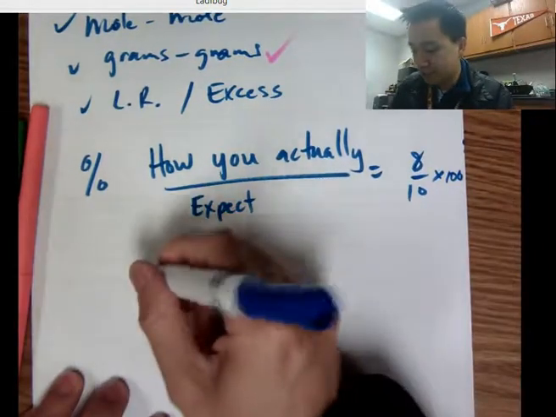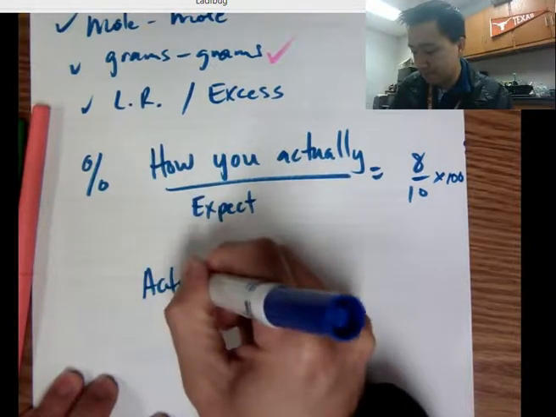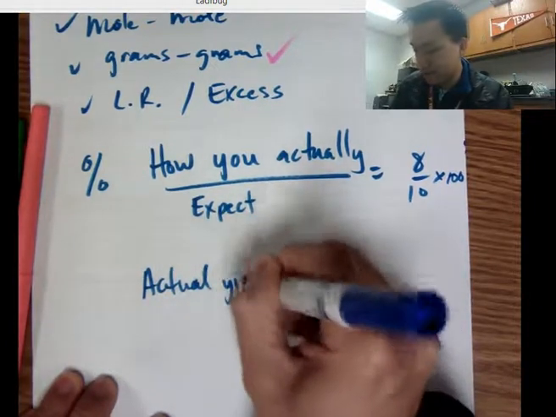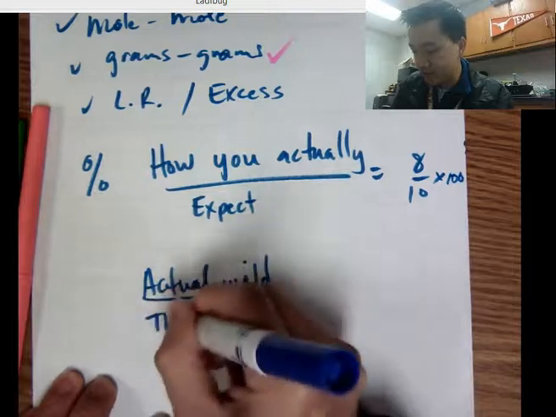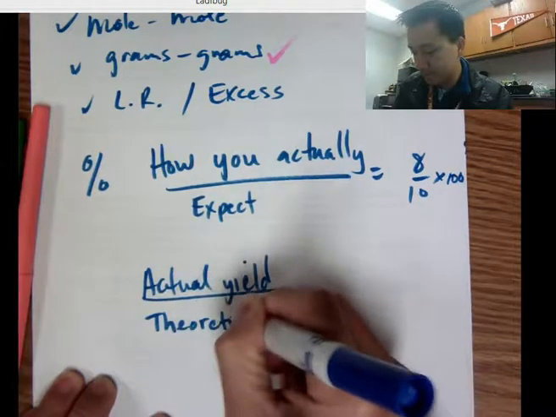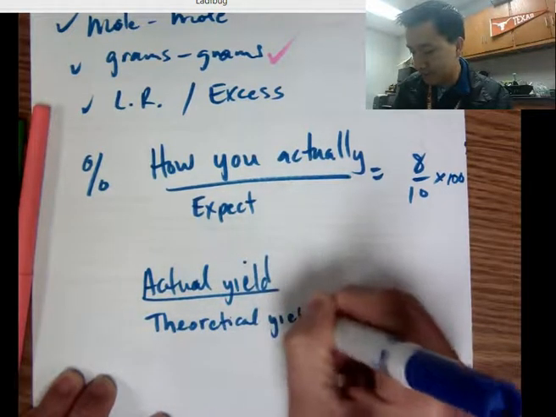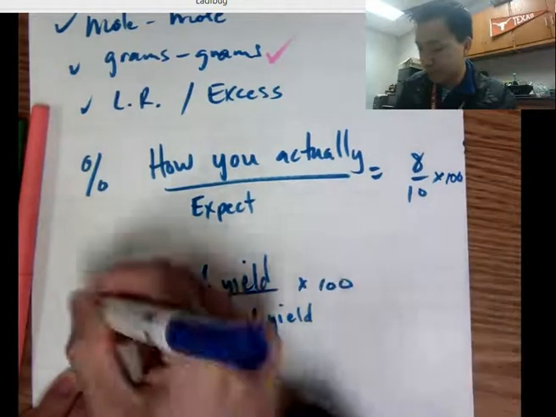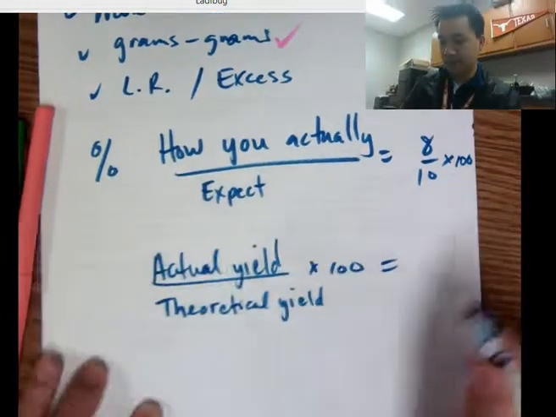Okay? And the equation is actually some fancy science word. It's called actual yield over theoretical yield times 100. Okay, that'll be percent yield.